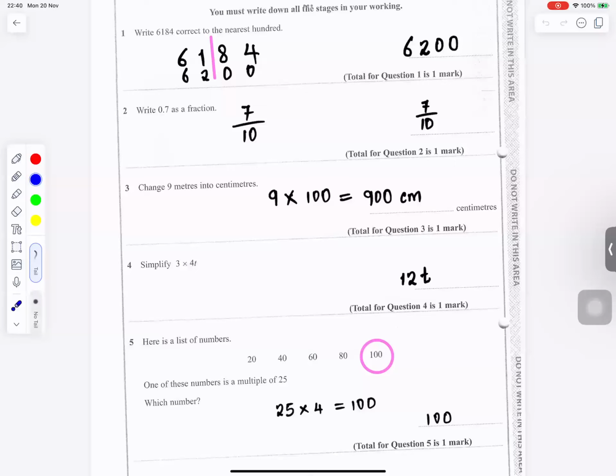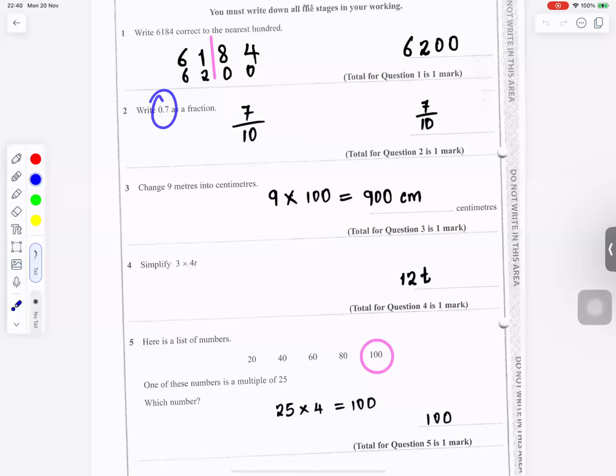Question number 1. Write 6,184 correct to the nearest 100. To the nearest 100, you count the first two numbers, put a line. That number 8 is bigger than 5. You change it to 1 and add it to that 1. It becomes 2. So 6,200.